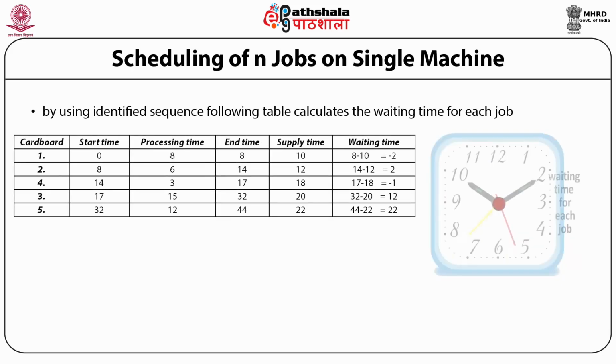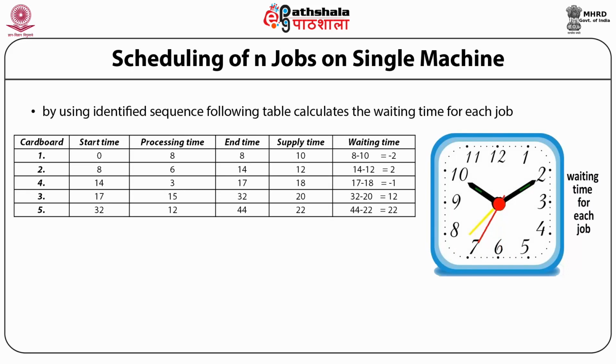Cardboard 1, start time 0, processing time 8, end time 8, supply time 10, waiting time 8 minus 10 equals minus 2. Cardboard 2, start time 8, processing time 6, end time 14, supply time 12, waiting time 14 minus 12 equals 2. Cardboard 4, start time 14, processing time 3, end time 17, supply time 18, waiting time 17 minus 18 equals minus 1. Cardboard 3, start time 17, processing time 15, end time 32, supply time 20, waiting time 12. Cardboard 5, start time 32, processing time 12, end time 44, supply time 22, waiting time 44 minus 22 equals 22.